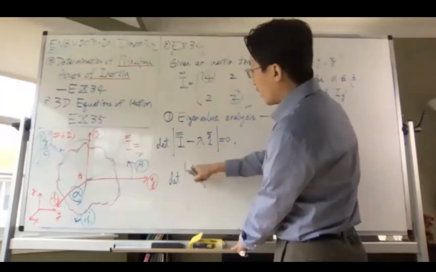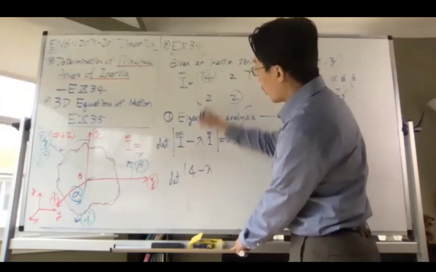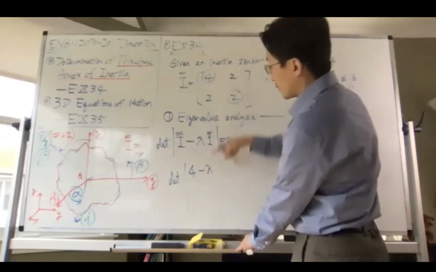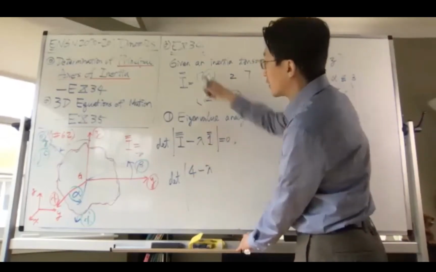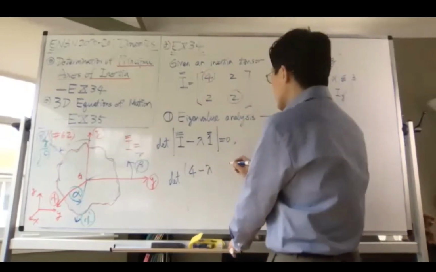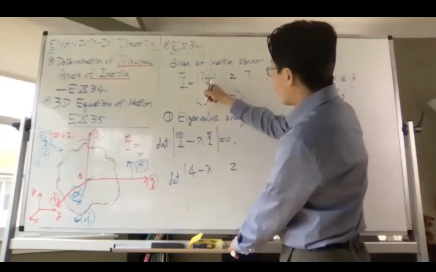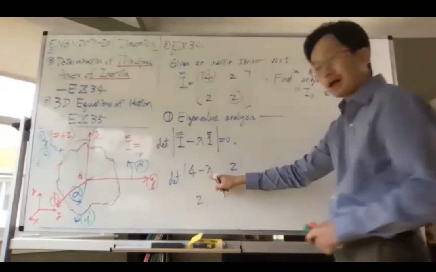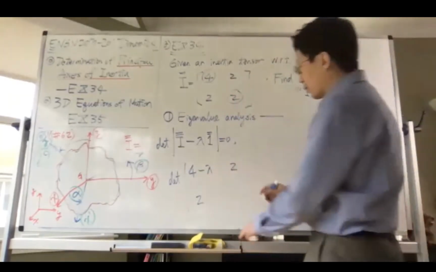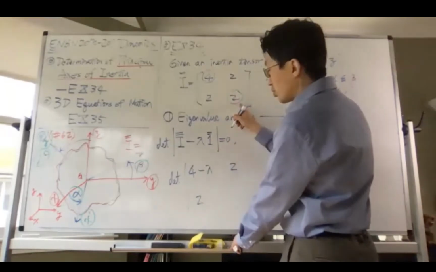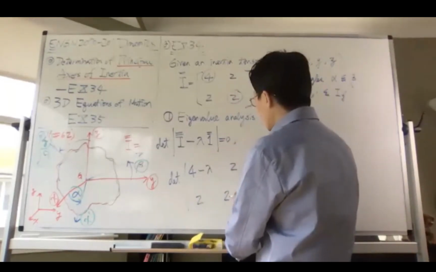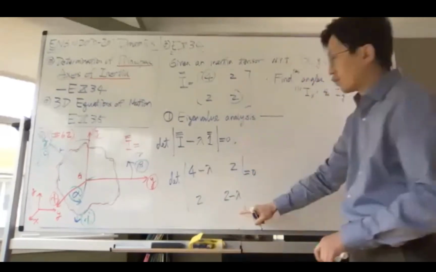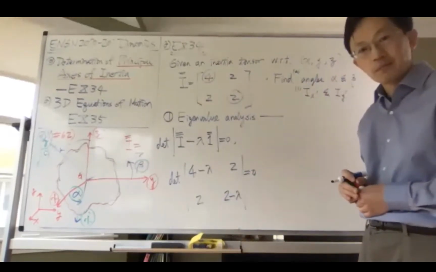So element 1,1 for this determinant becomes 4 minus lambda. Element 1,2 is just 2 because lambda only exists on the diagonal elements. So here we're going to have element 1,2 is 2. Element 2,1 is still 2. It's not affected because, like I said, lambda only exists on the diagonal elements. And this one here, element 2,2, becomes 2 minus lambda. The determinant of this matrix must be 0.